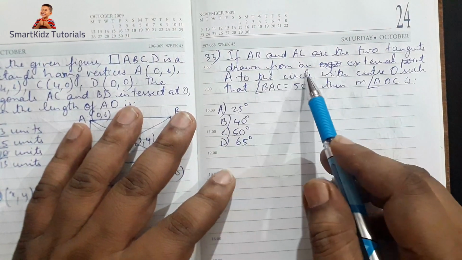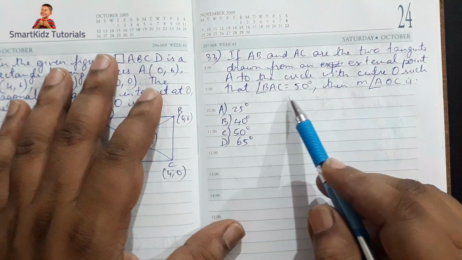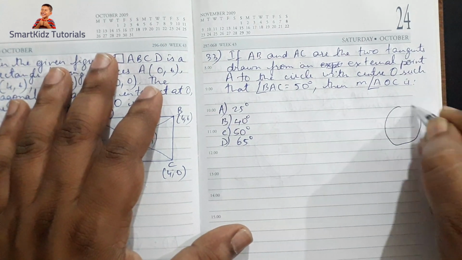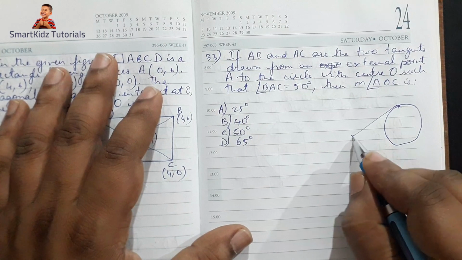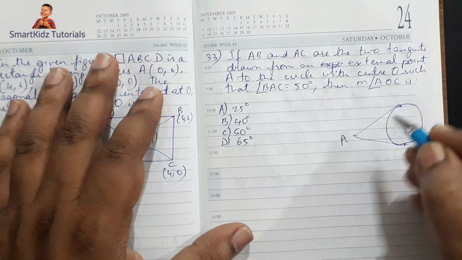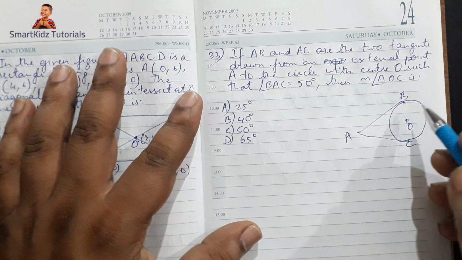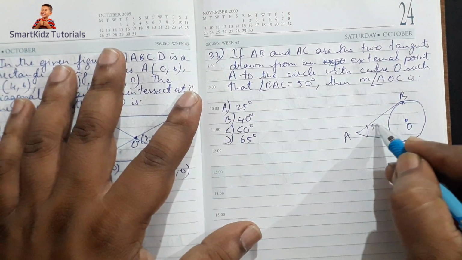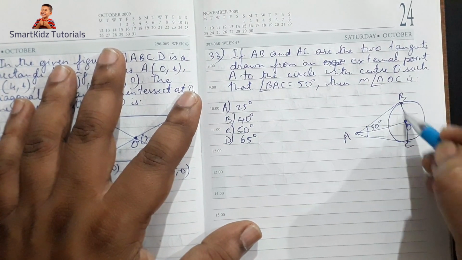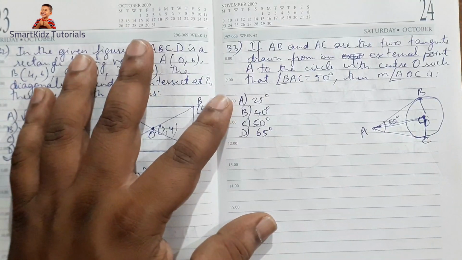Next question. If AB and AC are two tangents drawn from an external point A to the circle with center O such that angle BAC equals 50 degrees, then what is the measure of angle AOC? So we have a circle and we have tangents like this. We have a center O, and this will be the external point A. So this will be B and C this way. Now we have been given angle BAC, so this full angle is 50 degrees. We need to find angle AOC like this.